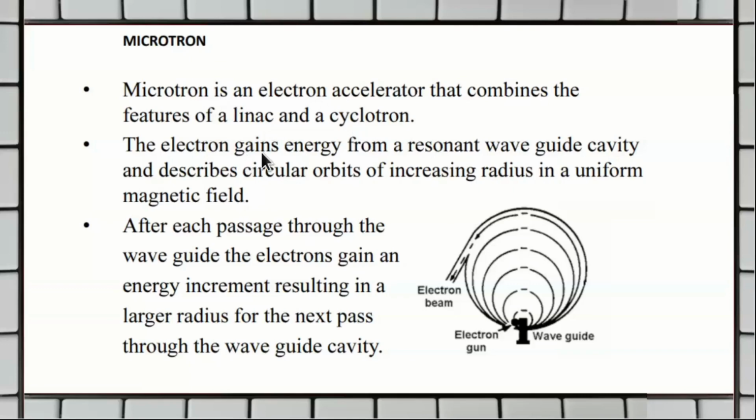Another type of electron accelerator is the so-called microtron, which actually combines the features of a linac and a cyclotron. The electron gains energy from a resonant waveguide cavity and describes circular orbits of increasing radius in a uniform magnetic field. So the electrons get accelerated from the electromagnetic radiations in the waveguide, and they go in ever increasing radial orbits, and finally they will be extracted at the periphery. So there will be a magnetic field perpendicular to the plane of these trajectories. After each passage through the waveguide, the electrons gain an energy increment, resulting in a larger radius for the next pass through the waveguide cavity.